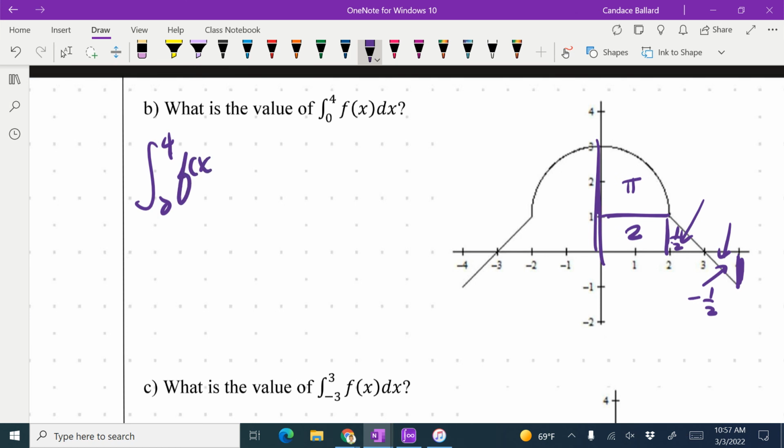So we've got from 0 to 4 of f of x dx equals, we're going to add up pi plus 2 plus 1/2 minus 1/2. So you're going to get pi plus 2 or 2 plus pi. Okay. Let's take a look at the next part.